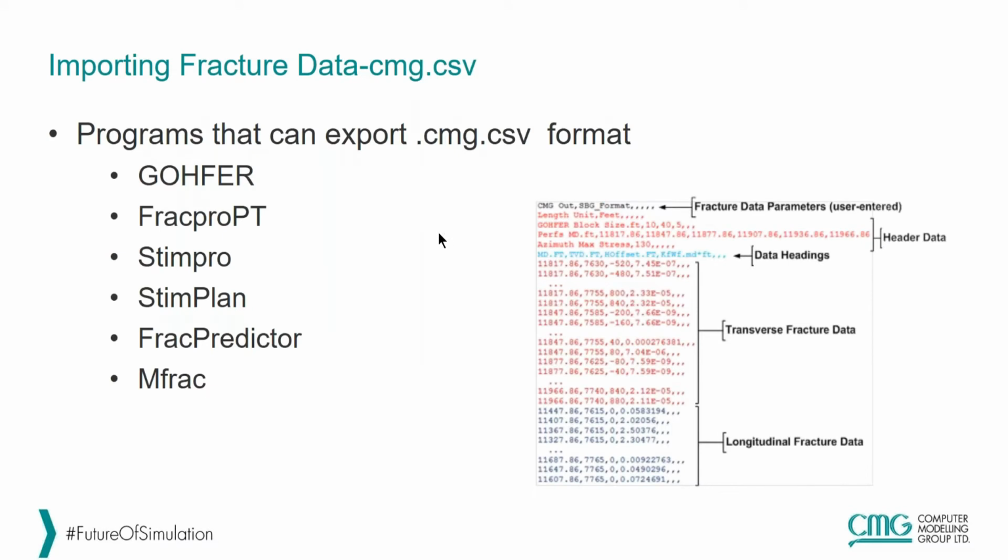For importing a .CSV, these are the programs that support this format. So we have Gopher, FRAC Pro, StimPro, StimPlan, FRAC Predictor, and MFRAC. And the CSV file is just a text file where the data is separated by commas. And we'll have a header here of the information, followed by the measured depth and horizontal and vertical offset of the fracture relative to the perforation, and then the conductivity. So this will be files that will be generated by the third-party software.